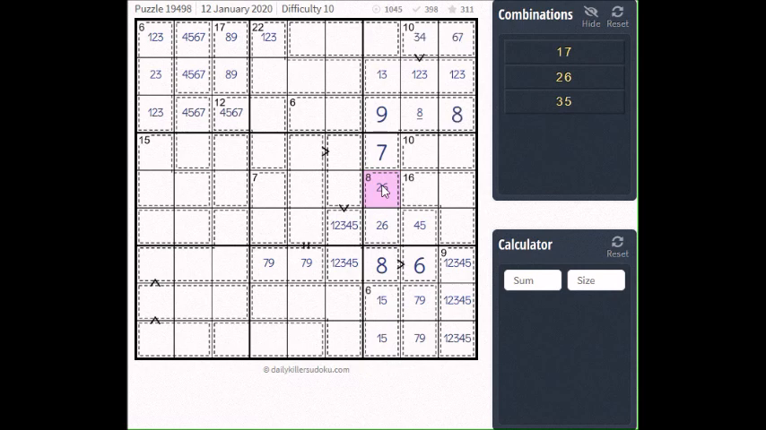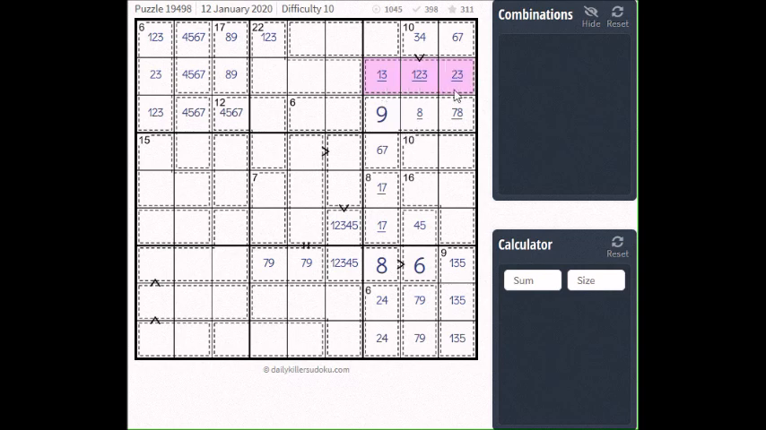So the conclusion is that this is not 1, 5, it's 2, 4. And this would be 1, 3, 5, and the 1 cannot be there. Let me repair this.